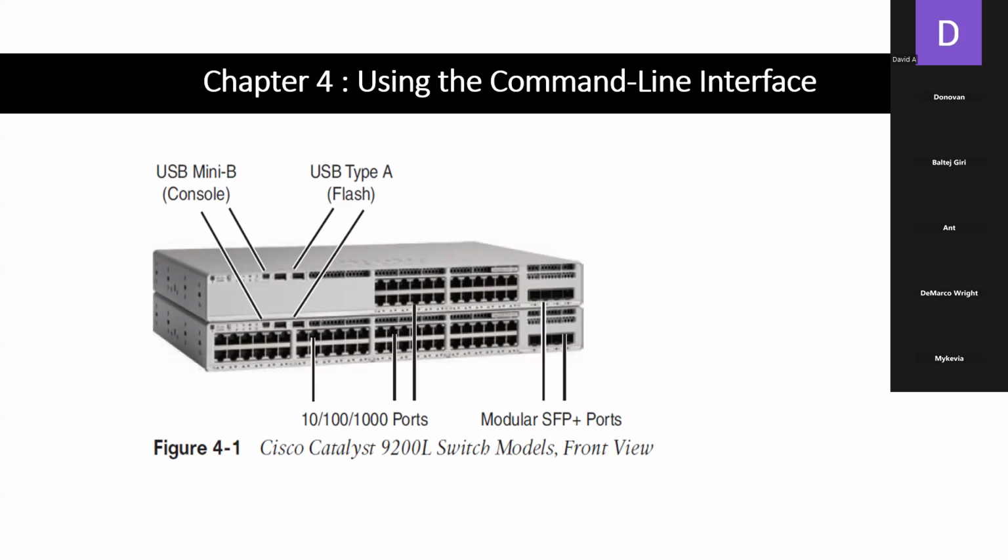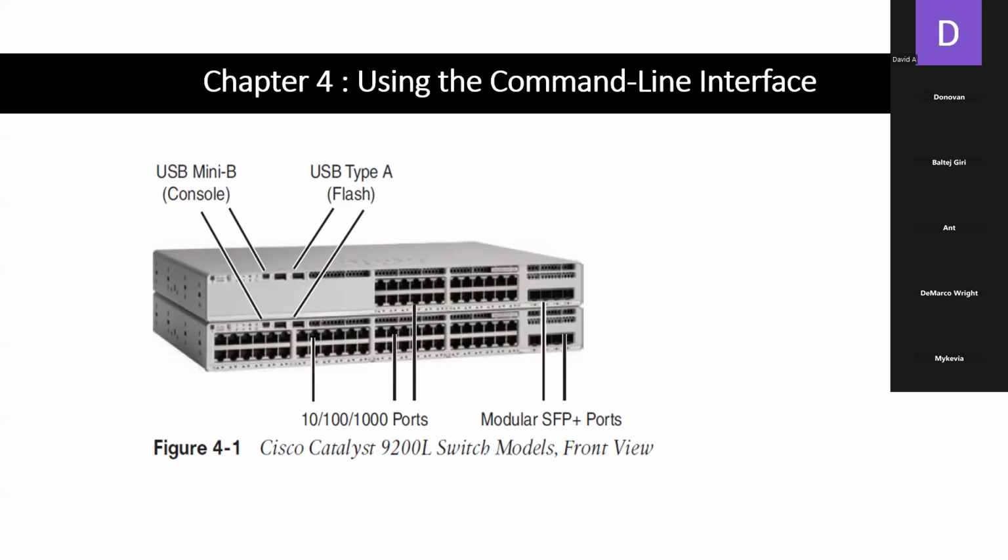And of course, for the ports, we have 10/100 and 10/100/1000 gigabit ports. We have modular SFP+ ports. So 1 gig, 10 gig. Whenever you see that plus, that means that 10 gig is supported, but it is modular. So this is what you will see on most common Catalyst switches.